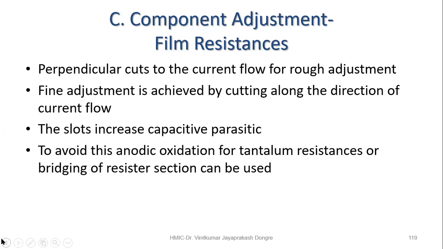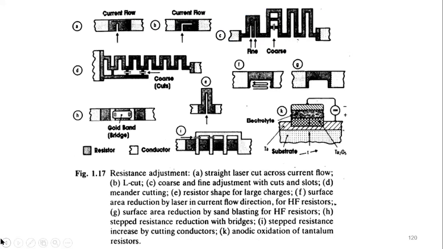Perpendicular cuts to the current flow are for rough adjustment. Fine adjustment is achieved by cutting along the direction of current flow. The slots increase capacitive parasitics. To avoid this, anodic oxidation for tantalum resistance or a bridging of the resistor section can be used. Okay, so here the fine cuts are made on the film resistor, and how this fine cut is made is shown here.